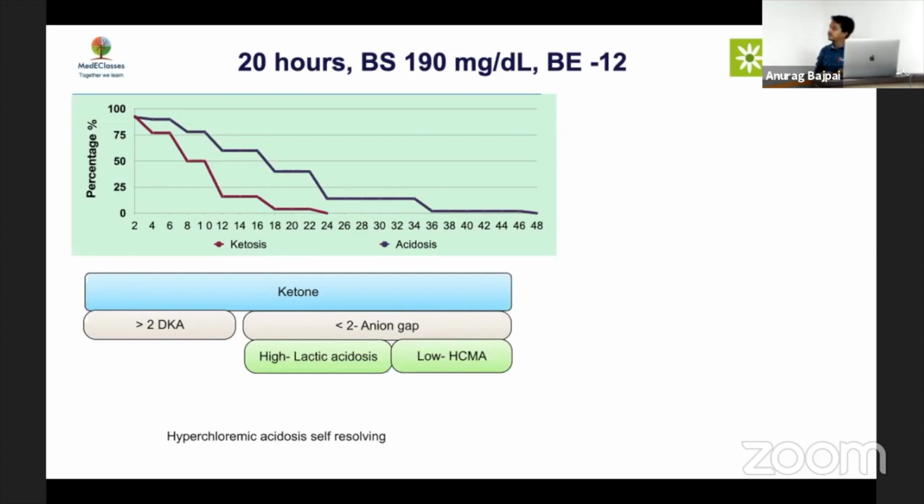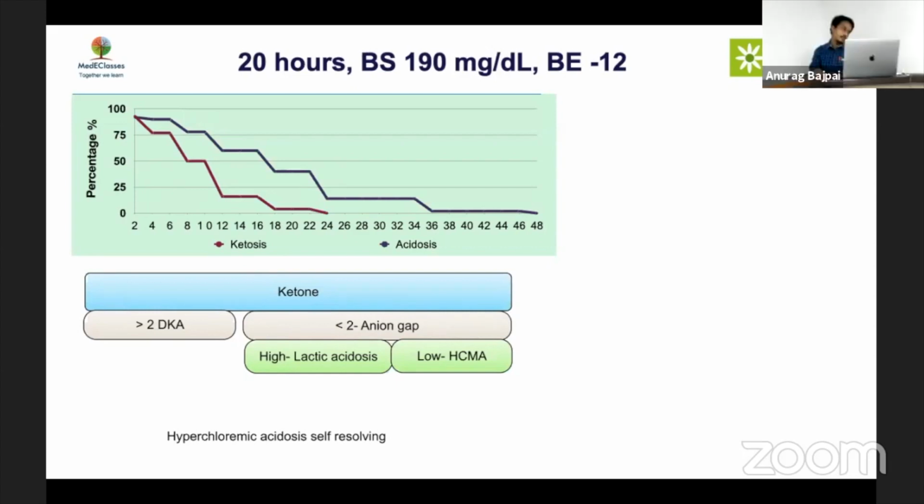What do you suggest? As this image shows, ketone usually resolves within 10 to 12 hours of the management, and acidosis will take approximately 24 hours. And this acidosis is usually hyperchloremic metabolic acidosis, and it is usually self-resolving. We do not need to do anything for that.